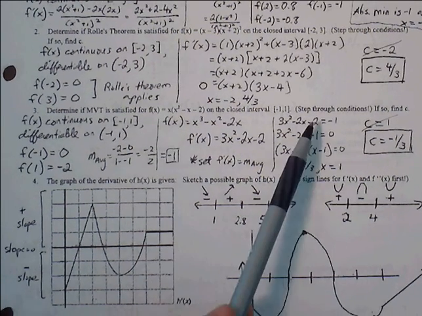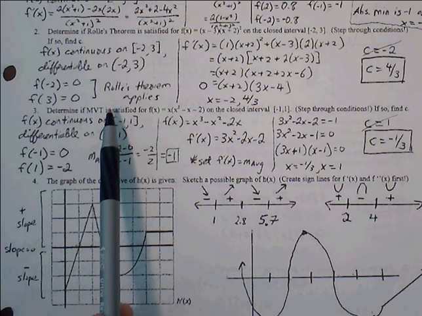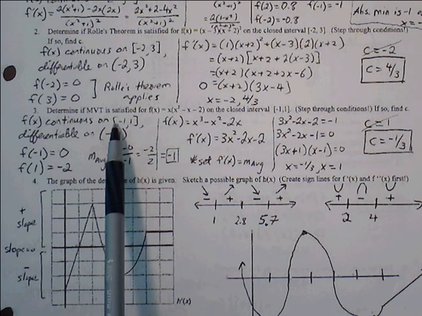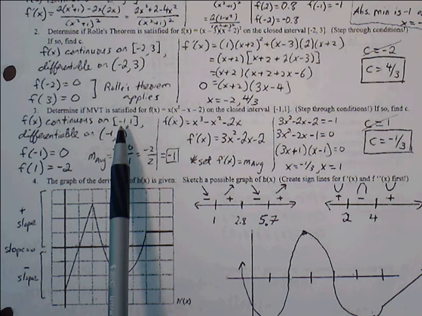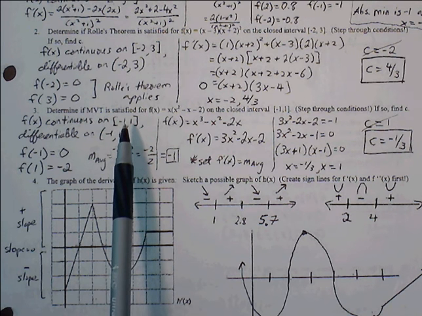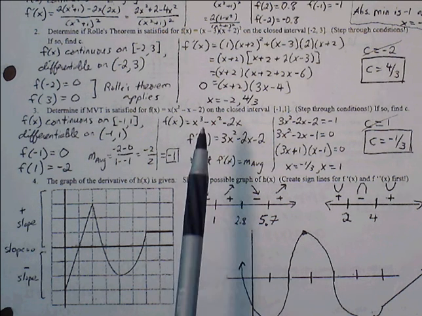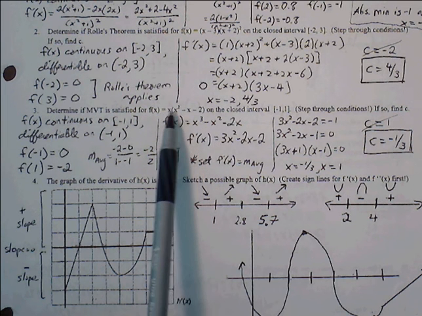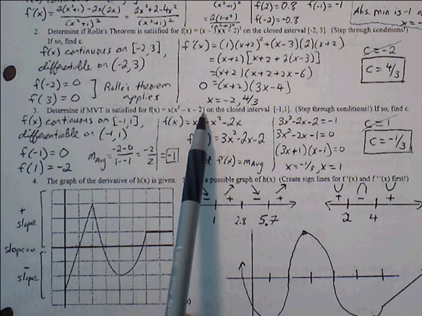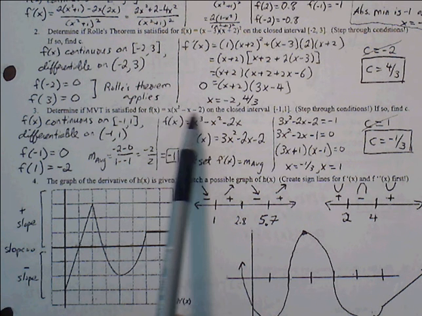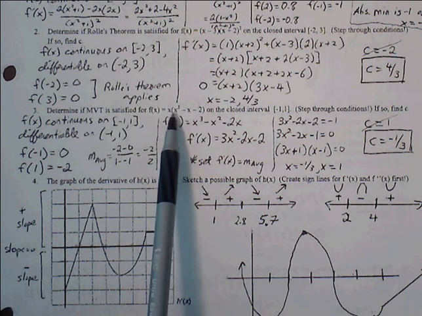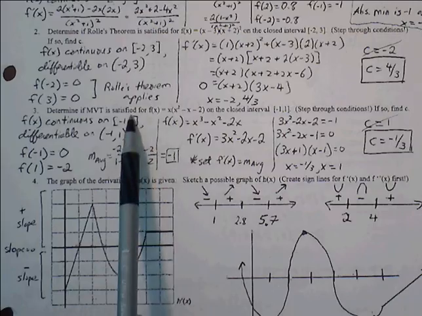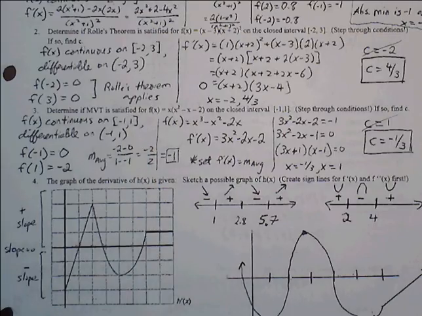All right, number 3, determine if the mean value theorem is satisfied for our function on the closed interval. So the mean value theorem has only 2 conditions: continuity and differentiability. Then we can guarantee that there's a slope of the tangent line that matches the slope of the secant line. So if we look at this function, this is essentially a polynomial. If we distribute the x through, polynomial functions will always be continuous and differentiable. So we just have to look at that and then state that out. There's no need to do any further tests.